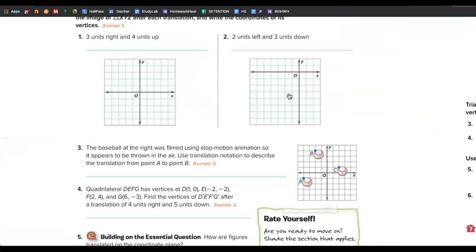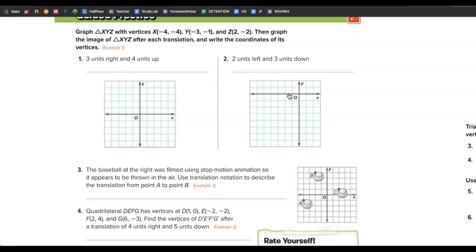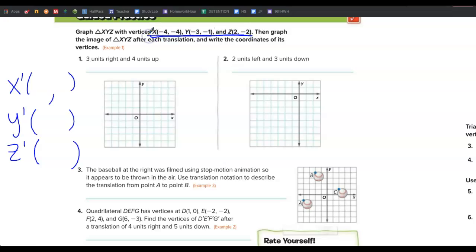All right, I would like you to do number 1 and 2. You use the same triangle for both 1 and 2 to start with. You do have to write x prime and its coordinate points, y prime, its coordinate points, and z prime and its coordinate points for each of these. So you have to graph those points, and then translate it 3 units right, 4 units up, write the new points, and then you have to do the same thing over here. Stand when you're done.